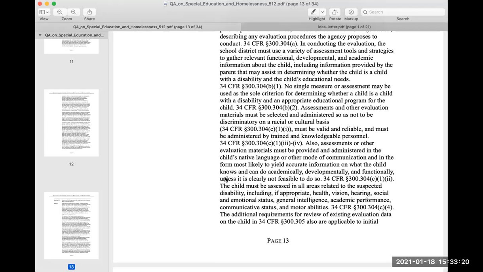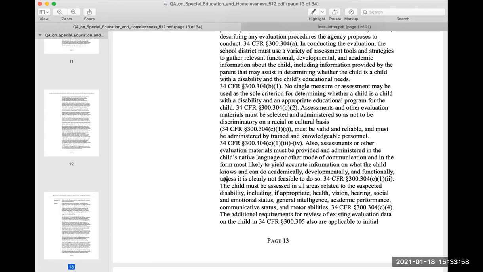The child must be assessed in all areas related to the suspected disability, including, if appropriate, health, vision, hearing, social and emotional status, general intelligence, academic performance, communicative status, and motor abilities. 34 CFR paragraph 300.304(c)(4). The additional requirements for review of existing evaluation data on the child in 34 CFR paragraph 300.305 also are applicable to initial evaluations.